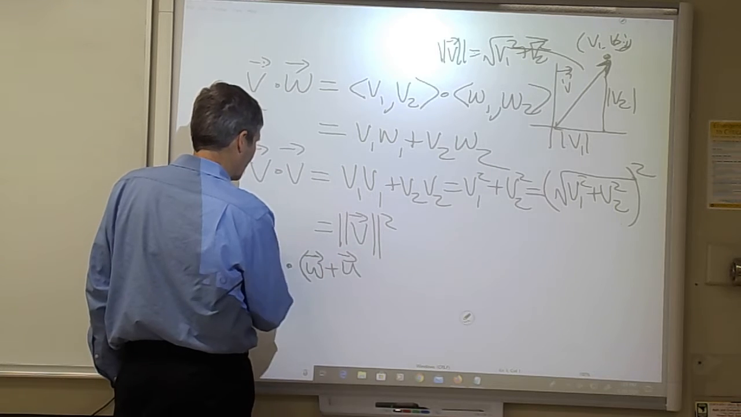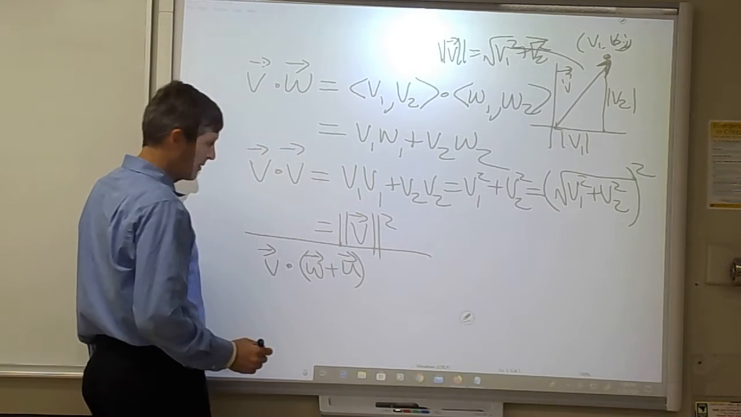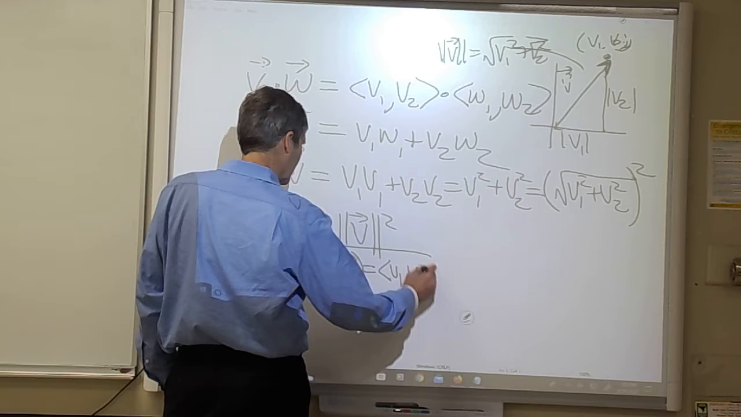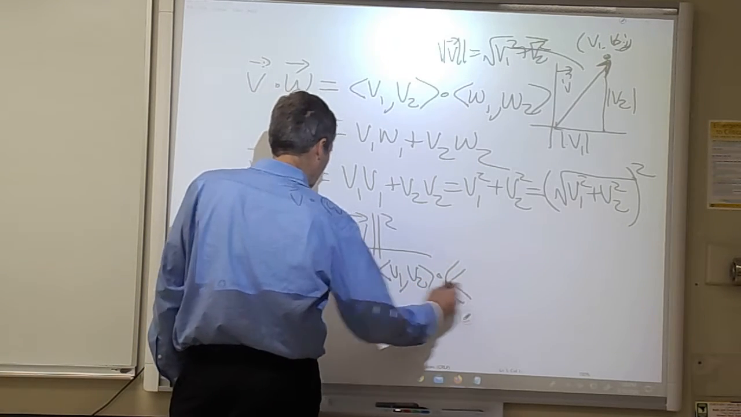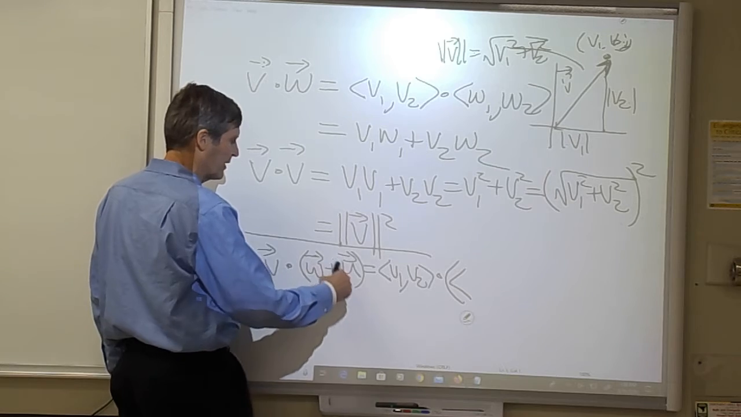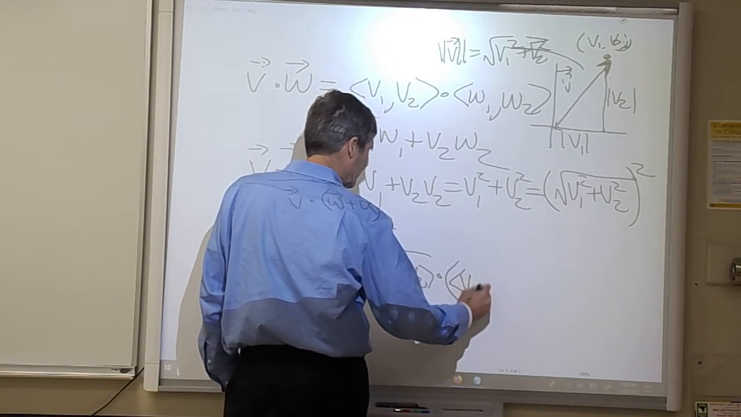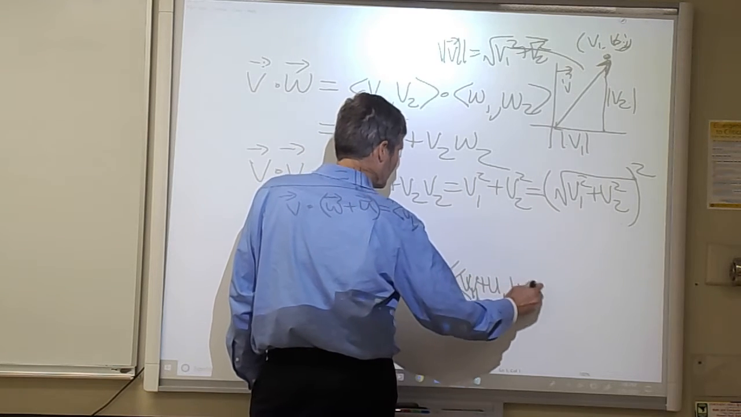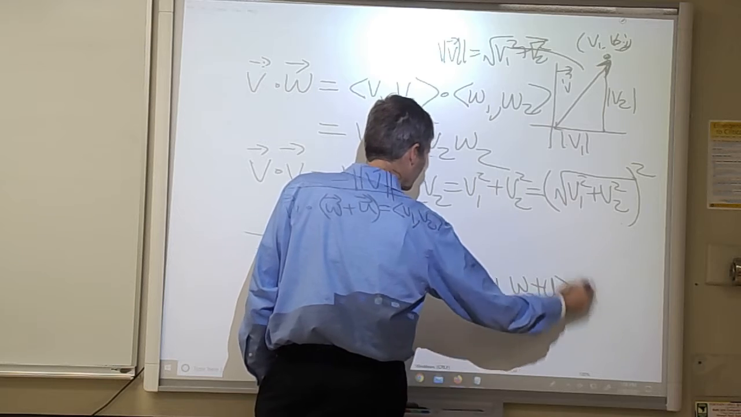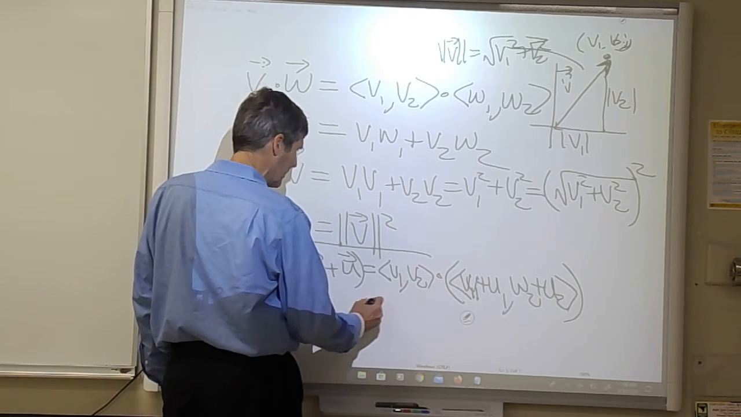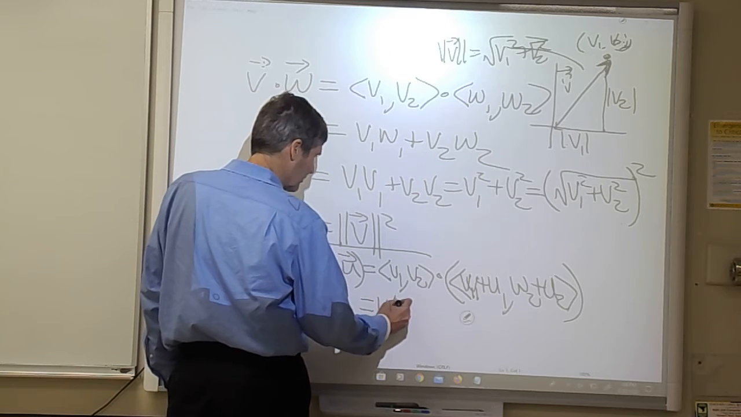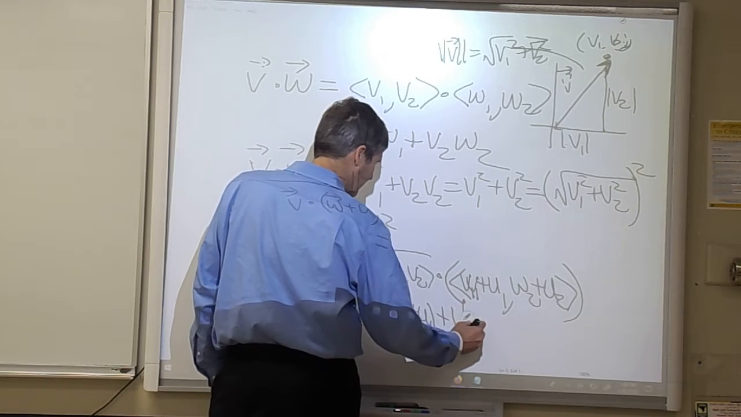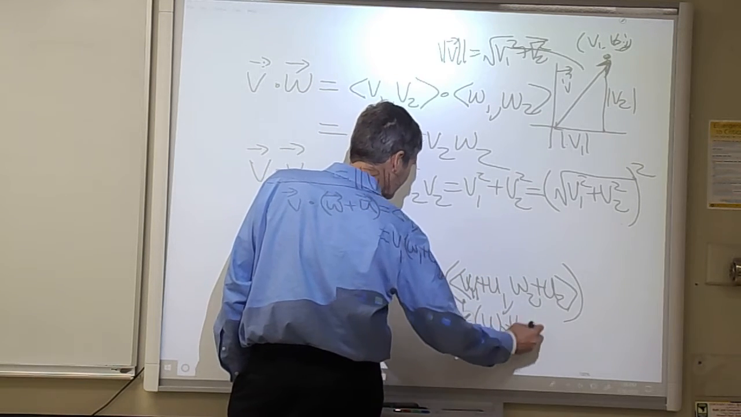Suppose I took v dot (w plus u). I want to prove the distributive property. Well, what is that? It's (v1, v2) dot... Remember how to add vectors? You add them component by component. So the vector w plus u has components (w1 plus u1, w2 plus u2). That's the sum of those two vectors. And now if I dot these, it's this one times this one: v1 times (w1 plus u1), plus this one times this one: v2 times (w2 plus u2).